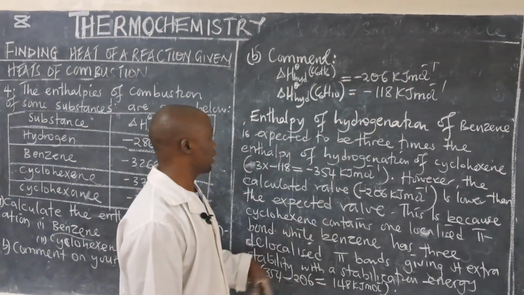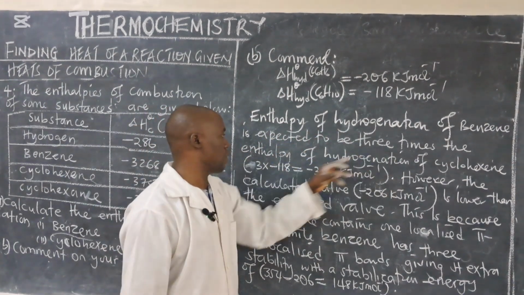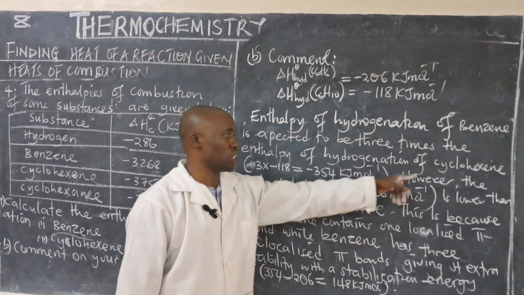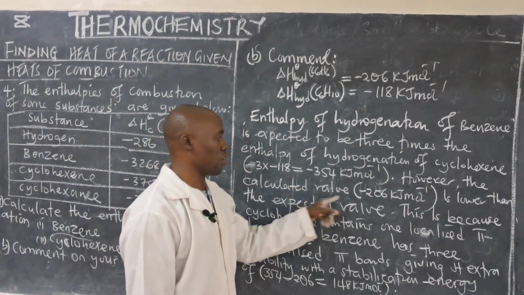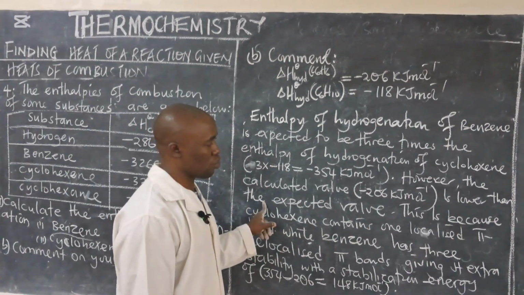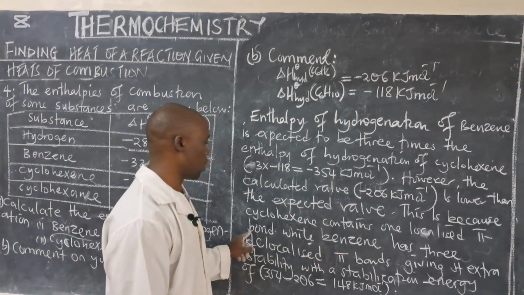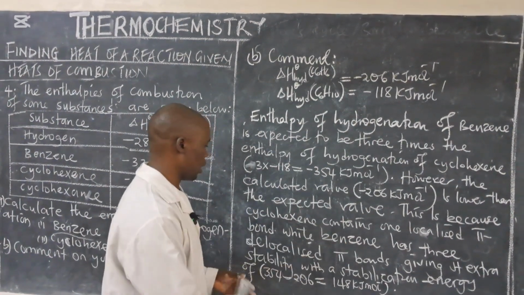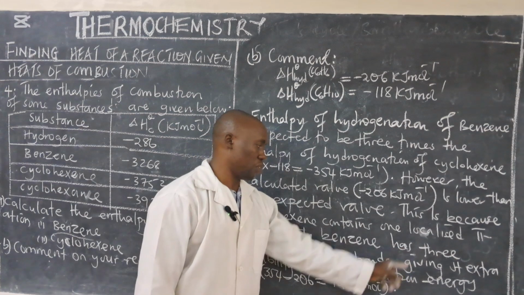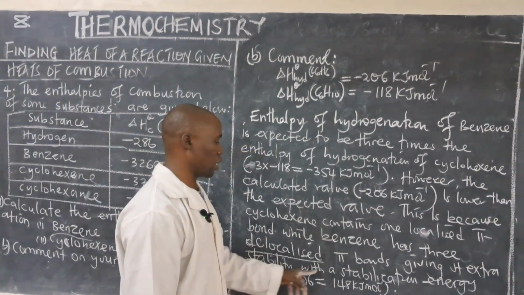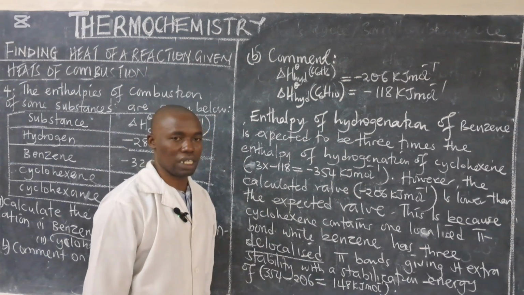However, the enthalpy of hydrogenation of benzene is expected to be 3 times the enthalpy of hydrogenation of cyclohexene, which should be this. However, the calculated value, this, is lower. Reason: this is because cyclohexene contains 1 localized pi bond, while benzene contains delocalized pi bonds, 3 of them, giving it extra stability with a stabilization energy of this minus this value, giving us this energy value.